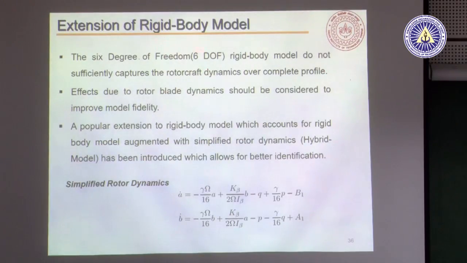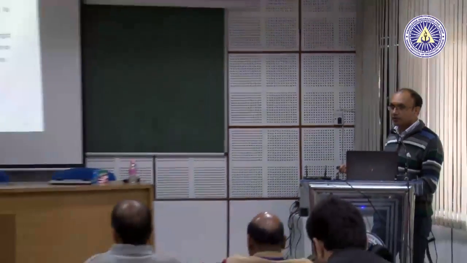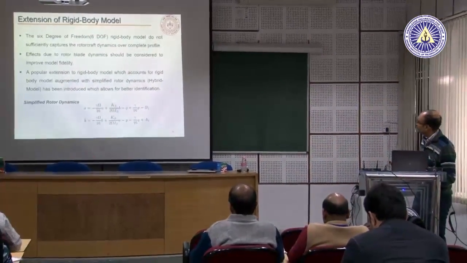Like we discussed earlier, a 6 degree of freedom rigid body model does not capture the rotorcraft dynamics with complete accuracy or the desired level of accuracy. So we have to bring in other things, because the whole rigid body is actuated or excited by the motion of the blade. The blade gives a feedback which results in the motion of the fuselage. So including the rotor dynamics is also very, very important, and this is the simplest way by which you can include it.